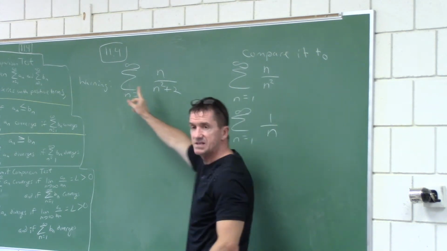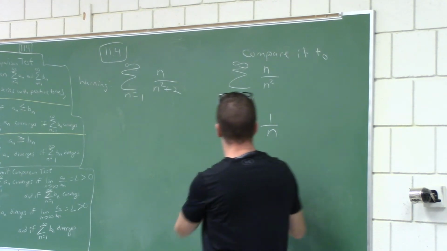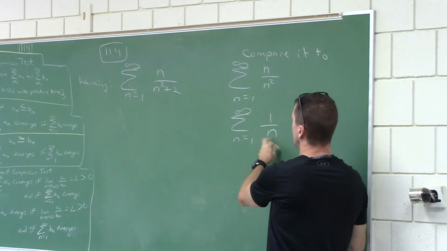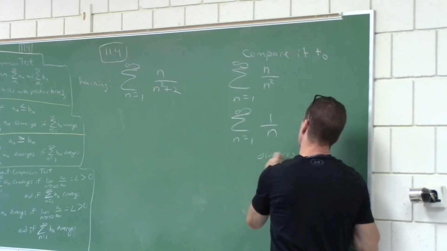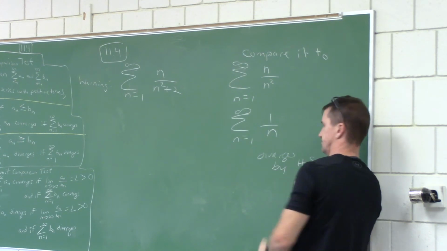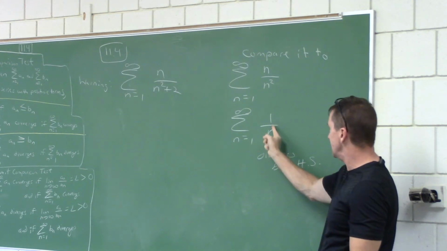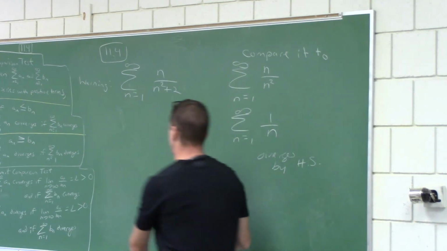By the way, do you recall this did diverge by integral test? Does everyone remember? Okay, so we're like, oh, okay, this is 1 over n. And this diverges, doesn't it? This diverges. By what? It's a harmonic series. It's a p series with p equal to what? 1. Here's the trouble though.